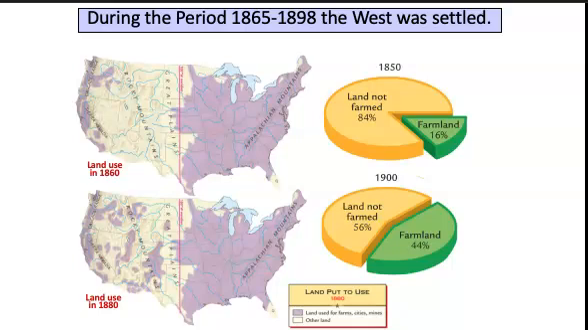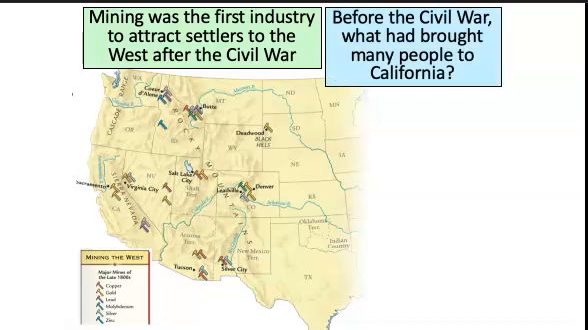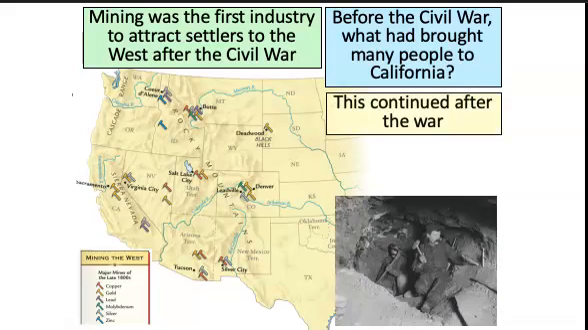so nearly half of all land in the West is being farmed. Now, in terms of what's bringing people out here, the first thing that's going to attract lots of settlers to the West is the mining industry, especially after the Civil War. Before the Civil War, it had been the mining industry that brought many people to California, as part of what we know as the Gold Rush, which started in 1849 and continued into the 1850s. And this movement west to find gold and other precious metals such as copper, lead, silver, zinc, etc. is going to continue even after the war.